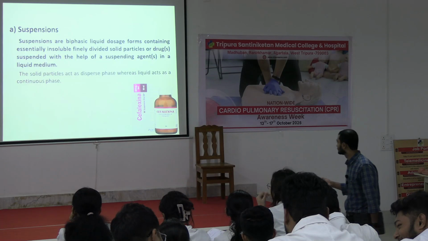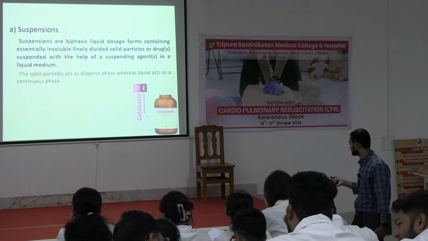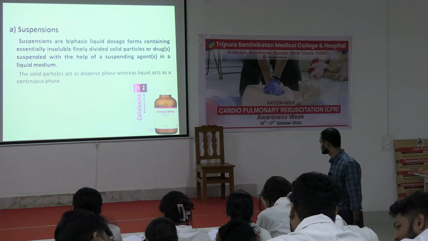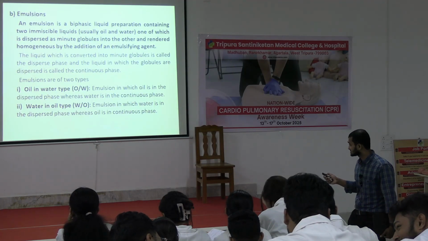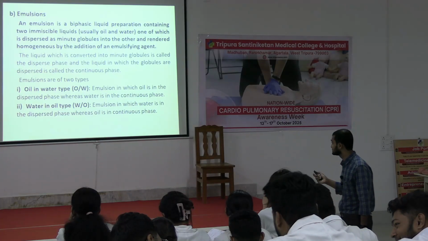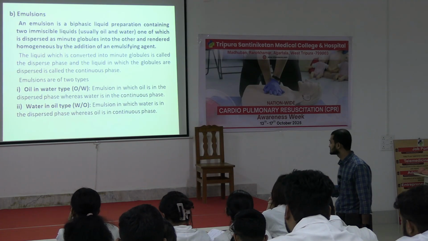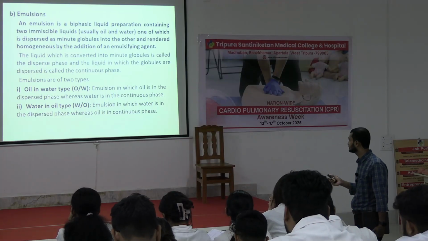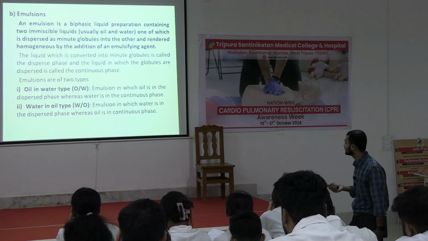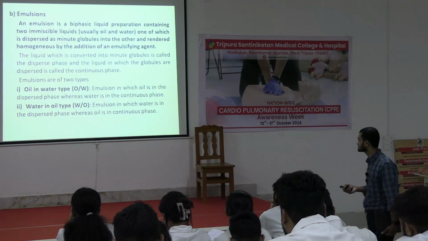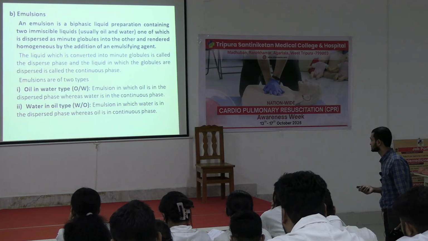Okay, so this is an example of suspension, Cephalexin oral suspension. Okay, so the next is emulsion. An emulsion is a biphasic liquid preparation containing two immiscible liquids, usually oil and water, one of which is dispersed as minute globules into the other and rendered homogeneous by the addition of an emulsifying agent.